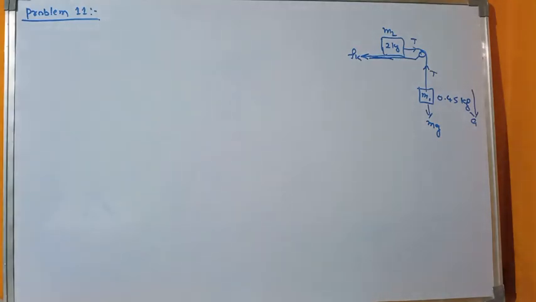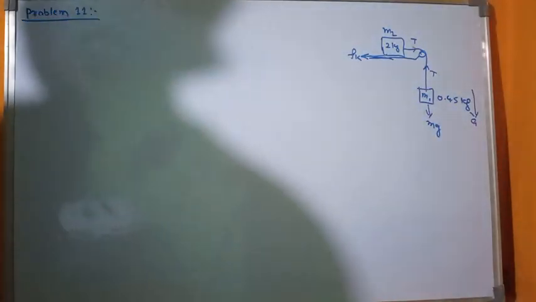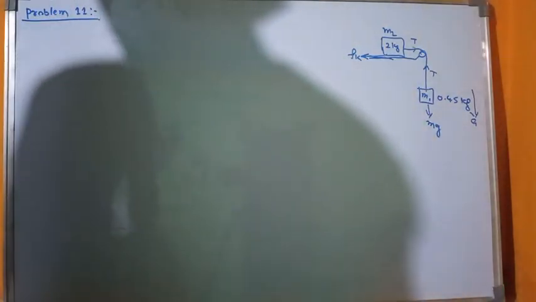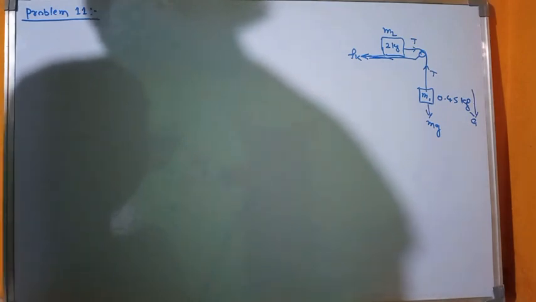So, problem number 11 from laws of motion. The question is: a block of metal of mass 2 kg on a horizontal table is attached to a mass of 0.45 kg by a light string passing over a frictionless pulley at the edge of the table. The block is subjected to a horizontal force by allowing the 0.45 kg mass to fall. The coefficient of sliding friction between the block and table is 0.2.